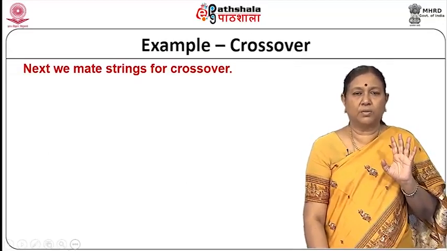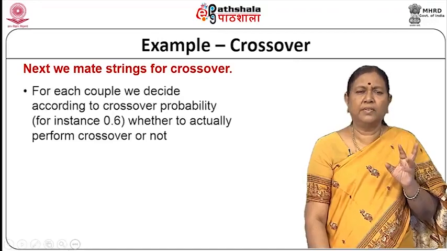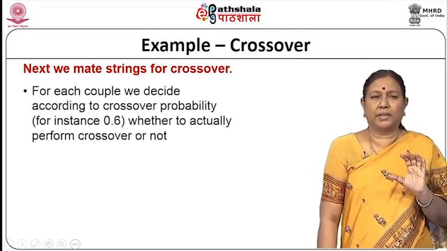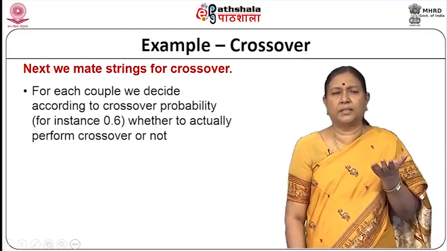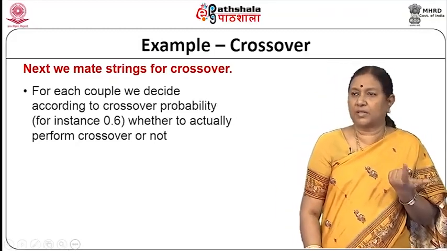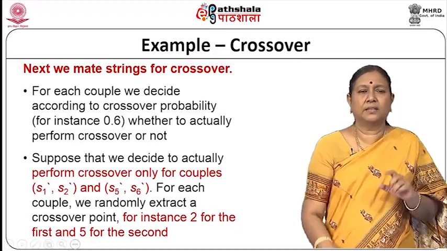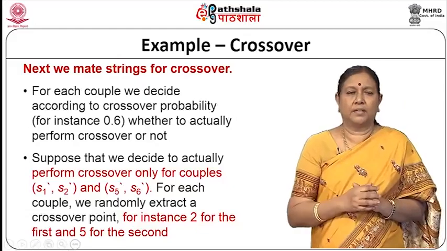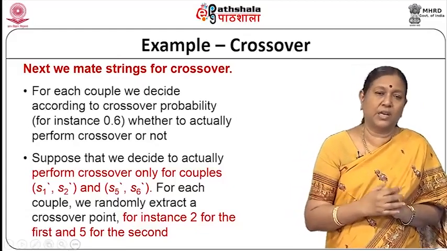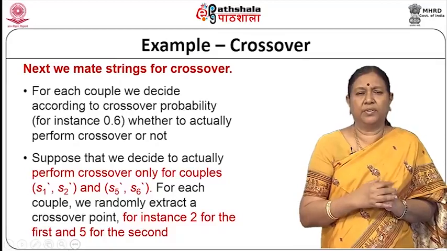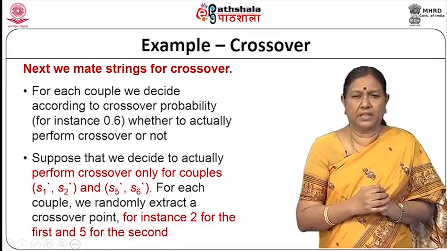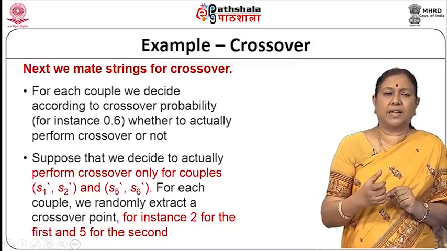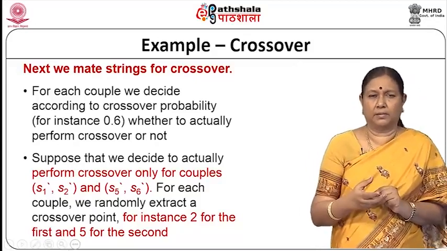Now, we have to do the crossover operation. We make strings for crossover. For each couple we decide according to the crossover probability whether to actually perform crossover or not. For instance, suppose the crossover probability is 0.8. Let us assume that we decide to actually perform crossover only for 2 couples here, okay, S1 dash, S2 dash, and S3 dash, S5 dash. So, for each couple we randomly extract a crossover point.